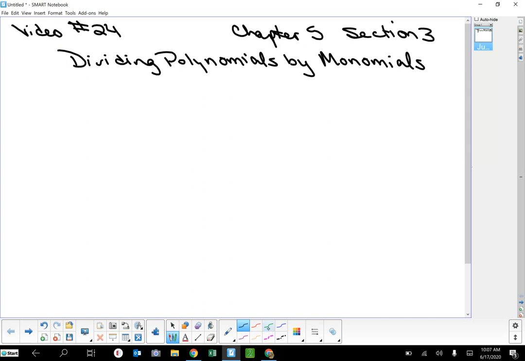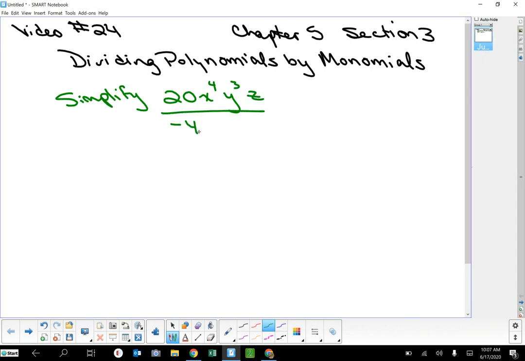And so I need to do a quick review, not of the actual dividing part, but dividing of variables. I just want to remind you that if you were told to simplify, let's say, 20x to the fourth, y to the third, z over negative 4x squared y z, first off, remember that you can cancel common things. We're going to kind of skip this step because it's something you should know, but I want to review for people who might not have those strong skills.